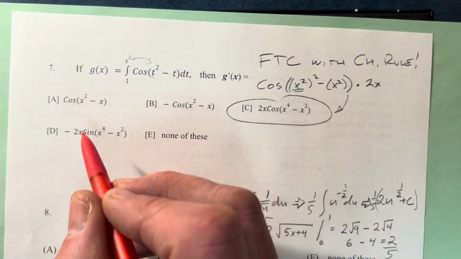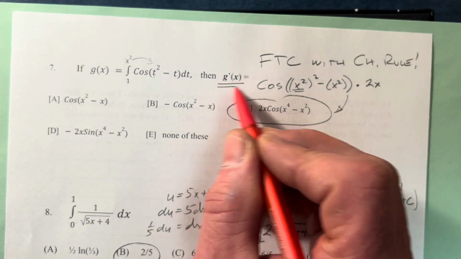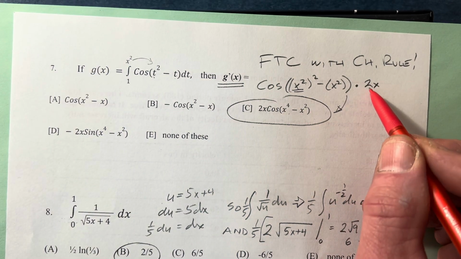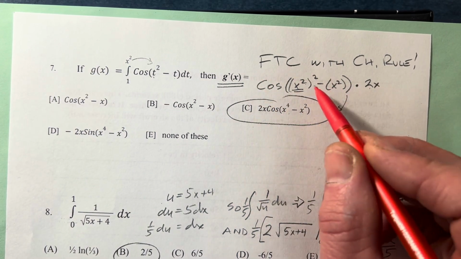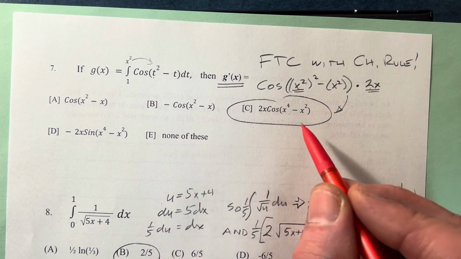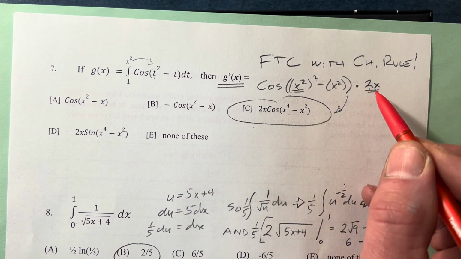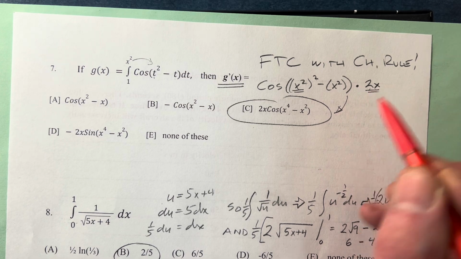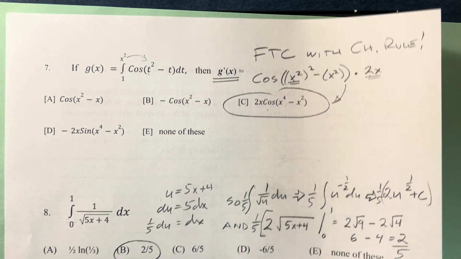As you take the derivative, right, because we're looking for the derivative of g, I'll take the derivative of the outside, not messing with the inside, and then the derivative of my 2x that's going in for t. The derivative of x squared is 2x. C is your option, okay?